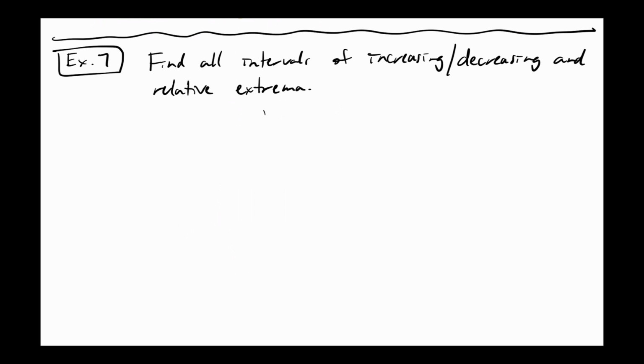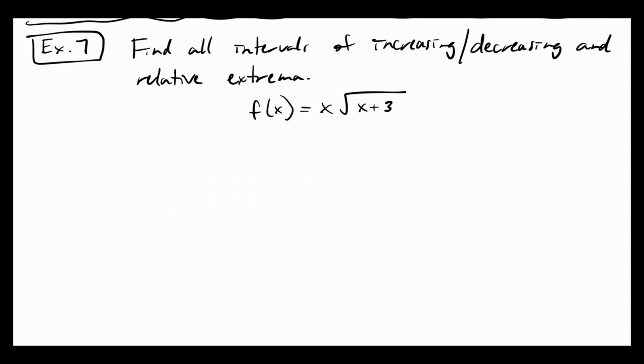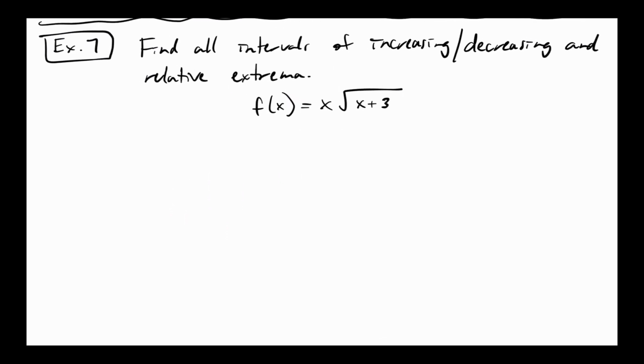Okay, so f of x is x times the square root of x plus 3. So for this one, I want you to find where it is increasing, decreasing, and where the maximums and minimums are. So I'll give you a hint. It's not what we did today. It's not asking you for absolute. It's asking you for what we did yesterday, first derivative tests. Okay? Give that one a shot. I'll give you about 5 to 7 minutes, and then we'll go over it.